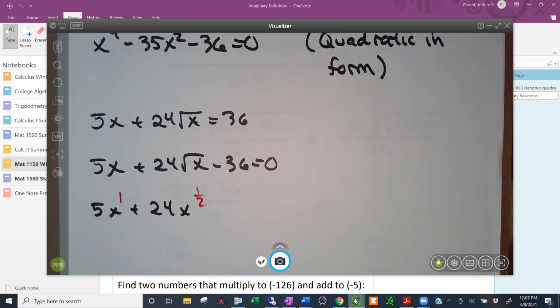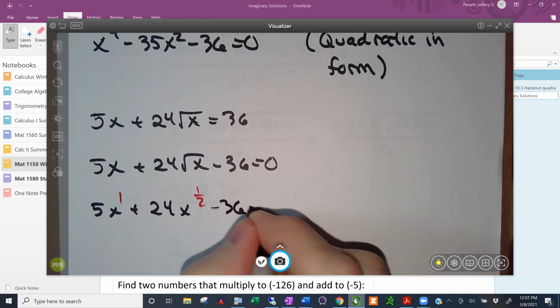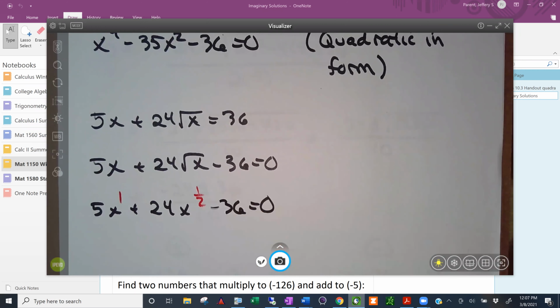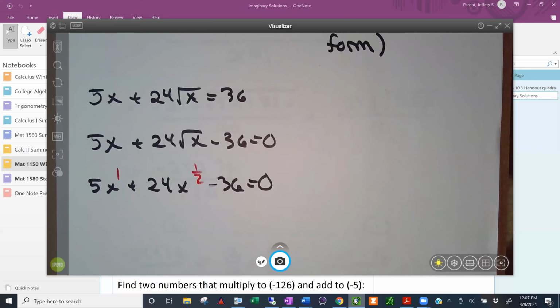So 5x to the first power plus 24x to the 1/2 power minus 36 equals 0. That's quadratic in form because this exponent is twice this one. So cool.